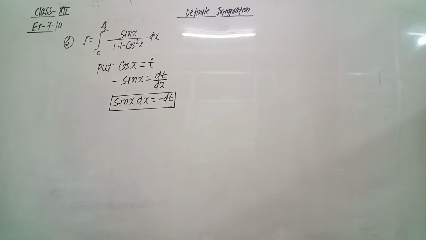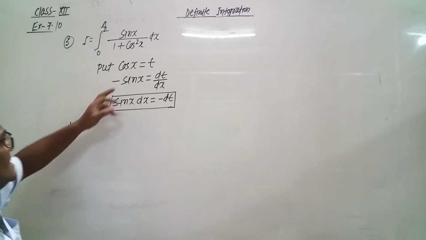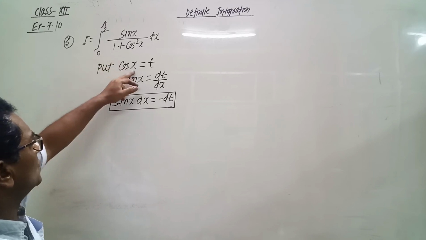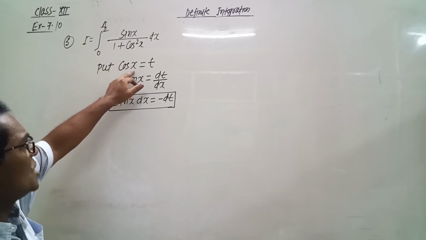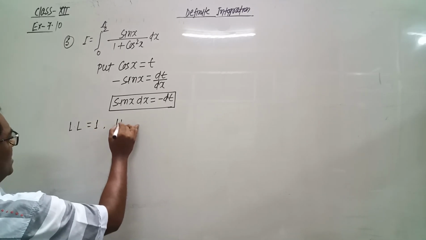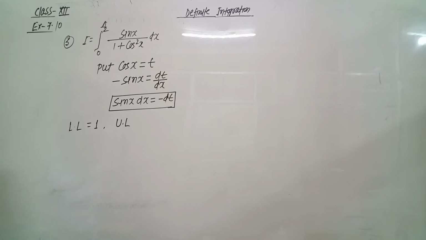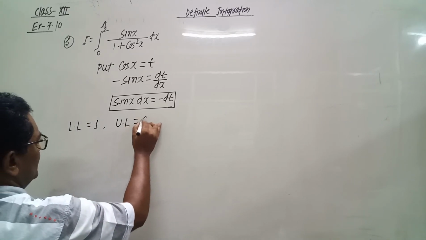Then change the limit. For the lower limit, at the place of x, we put 0. Cos 0 is 1. So the lower limit becomes 1. And for the upper limit, at the place of x, we put pi by 2, and cos pi by 2 is 0. So the upper limit becomes 0.